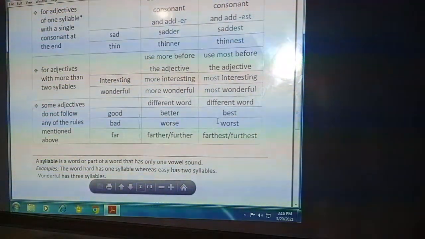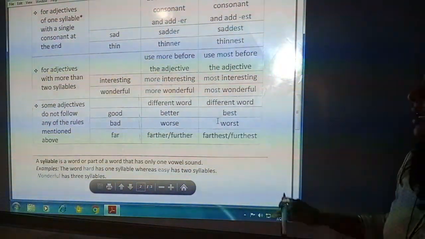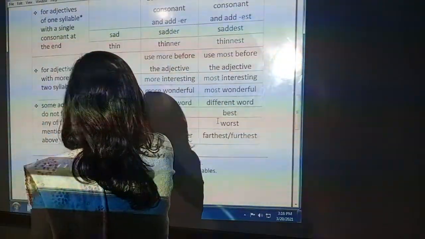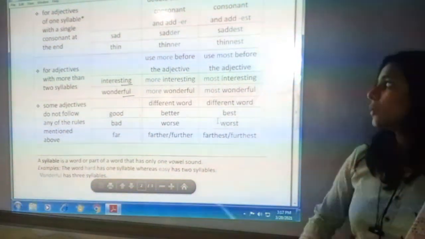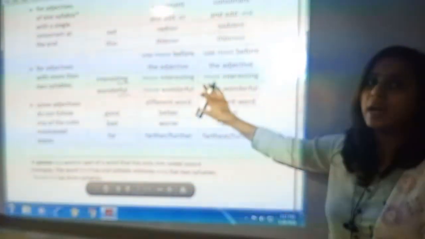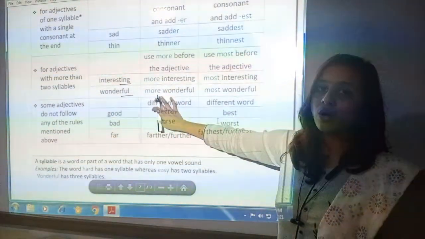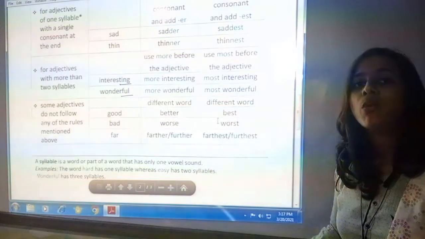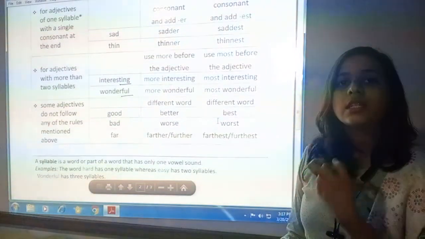For adjectives with more than 2 syllables, you can see that a suffix is added, like -ing and -ful. So where a suffix is added to the adjective, to the noun, how will the degree be changed? When a suffix is already added, we will not add -er or -est, but instead we will add more and most before the adjective. As the suffix is already added, we add more and most before the adjective, not after, because the suffix is already added.